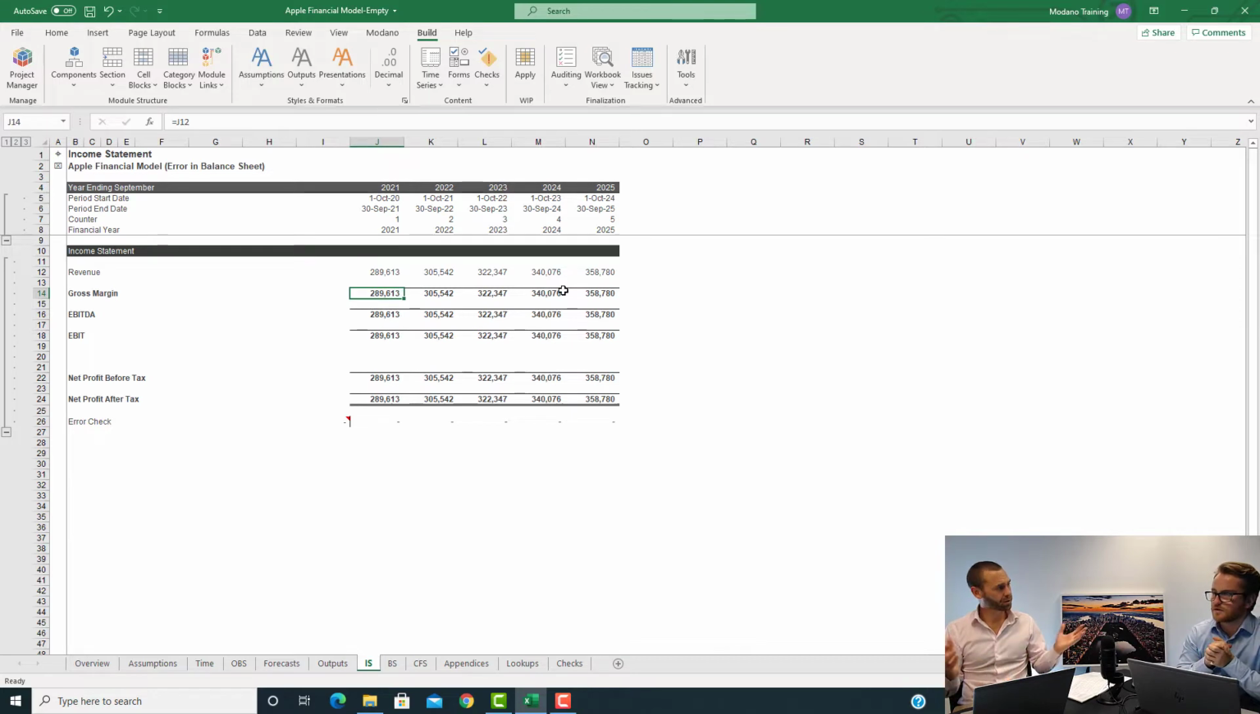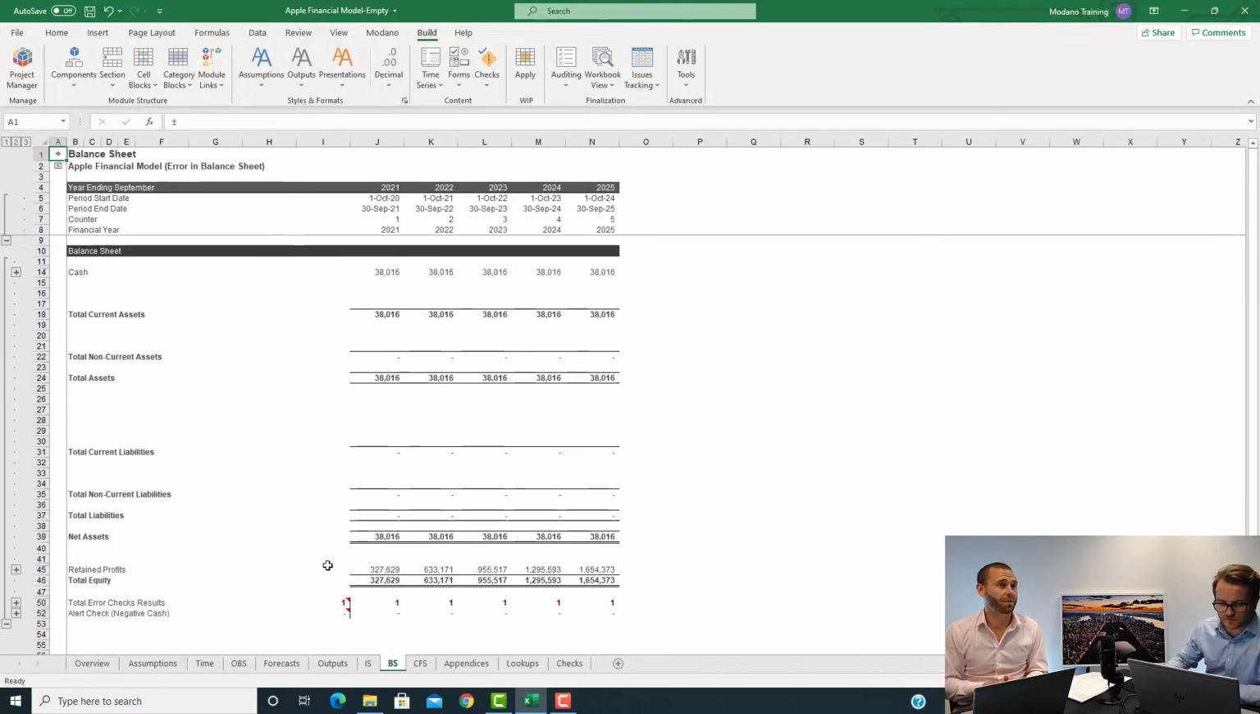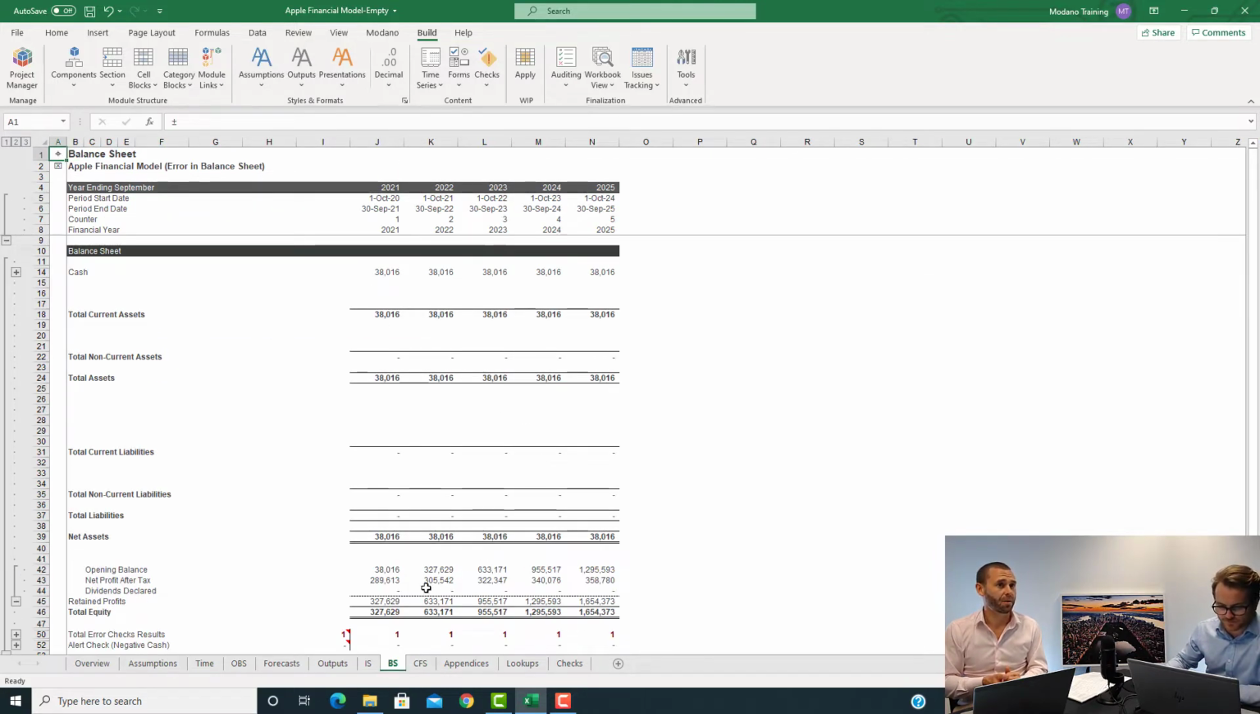And you'll see our balance sheet's gone out. Why is our balance sheet gone out? So we need to do the cash side of things. Exactly. So our net profit after tax is now increasing. So if we go to our balance sheet now, you'll see that our retained profits will be increasing by the amount of revenue in each period because it's just going straight through. So that's increasing now. You'll see it's increasing now to 1.6 trillion, whereas our cash at bank is just sitting there at the opening balance sheet balance of 38 billion.